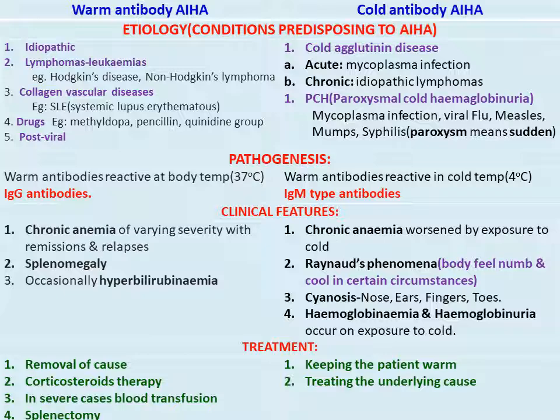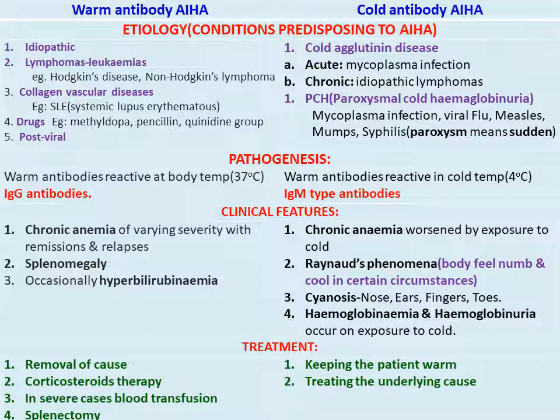Then the next one, PCH, paroxysmal cold hemoglobinuria. It will be observed in the following infections: mycoplasma infection, viral flu, measles, mumps, and syphilis. Paroxysm means sudden. Due to sudden exposure of the patient to cold conditions, we can see hemolysis of the RBCs, causing anemia. So paroxysmal is nothing but sudden hemolytic anemia.